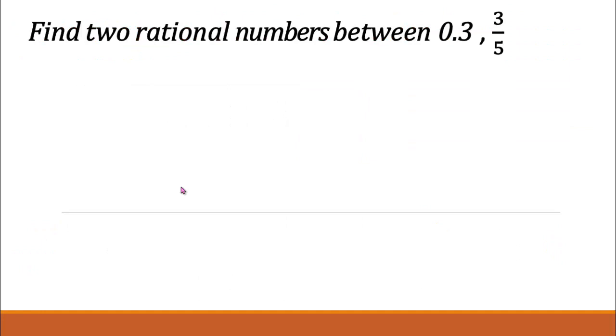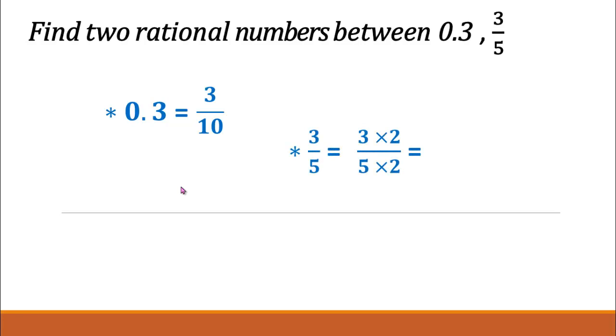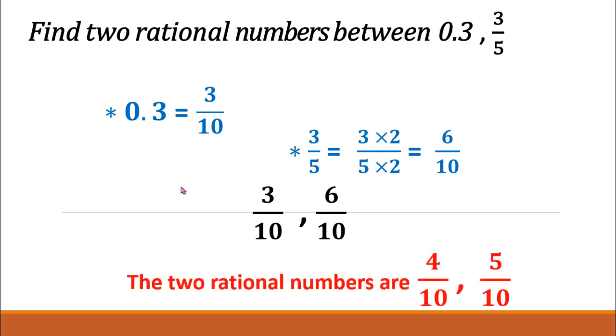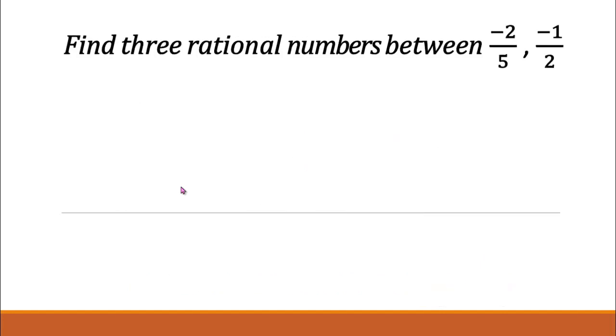Find 2 rational numbers between 0.3 and 3 over 5. To find a rational number between 2 given numbers, first, both of them must be rational numbers. So I'm going to change the 0.3 to a rational number, which is 3 over 10. I'm going to change the 3 over 5 by multiplying both the numerator and the denominator by 2 to have 6 over 10. Here I got two rational numbers, 3 over 10 and 6 over 10. So the two rational numbers included between them are 4 over 10 and 5 over 10. Let's go now for another question.